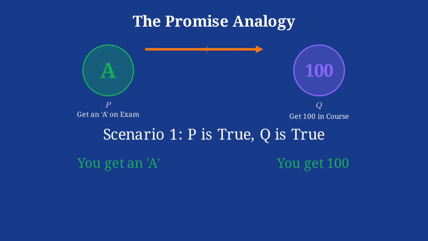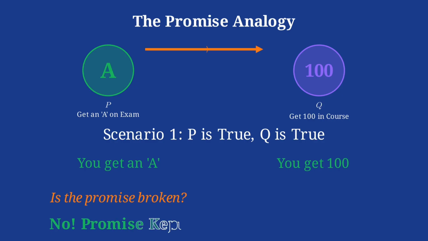Scenario 1 is P is true and Q is true. This means you get an A and you get 100 in the course. Is the promise broken? No. I did what I said I would. The promise is kept. So a true hypothesis leading to a true conclusion means the conditional statement is true.